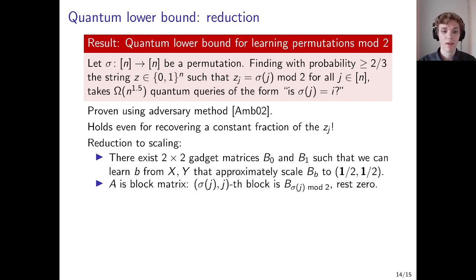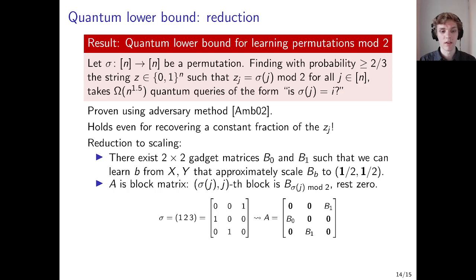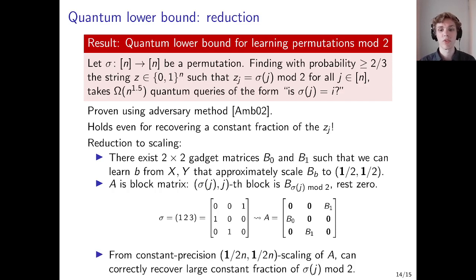So what this means practically is that if you have, say, the three-cycle 1, 2, 3, then you look at the associated permutation matrix, you replace the ones in odd rows by B1, and the ones in even rows you replace by B0. And the rest of the zeros you replace by a 0 block. Then you can show that from a constant precision scaling of this new matrix A, you can correctly recover a large constant fraction of these sigma j's modulo 2. And therefore, if you could solve matrix scaling more efficiently than order n to the 1.5, then you would get a contradiction, because we can use it to solve this learning permutations modulo 2 problem.